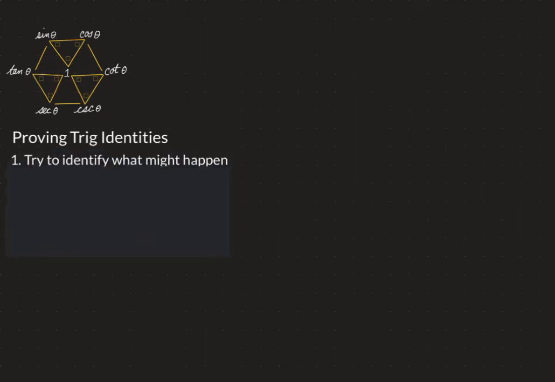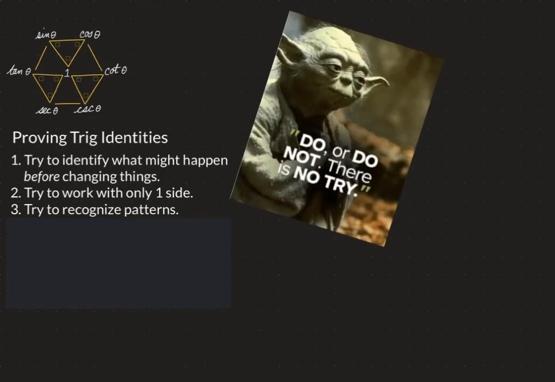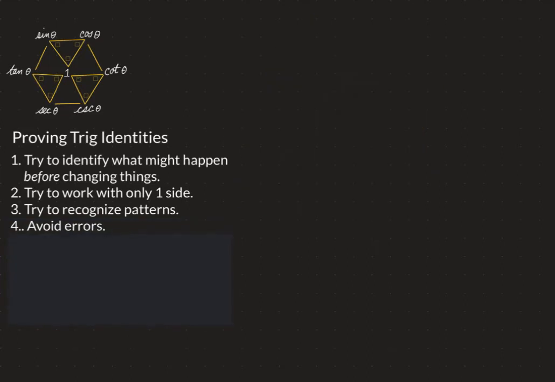Number 1, try to identify what might happen before you change things. Number 2, try to work with only one side of the equation. Number 3, try to recognize patterns. Okay, I'll be a little more forceful. Avoid errors. And oops, there's an error.